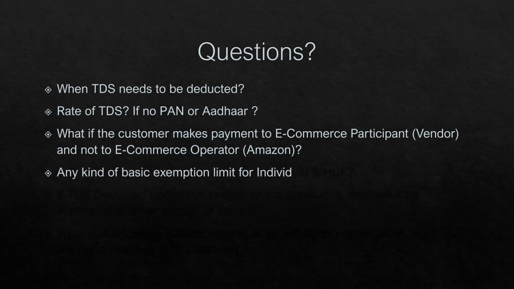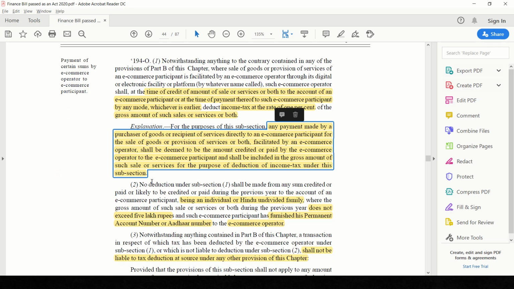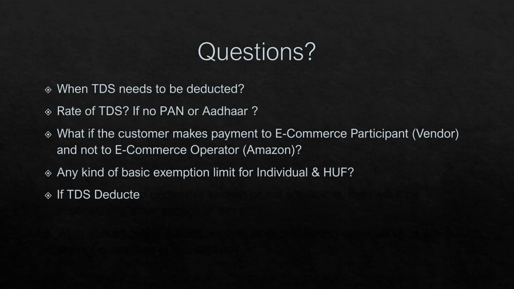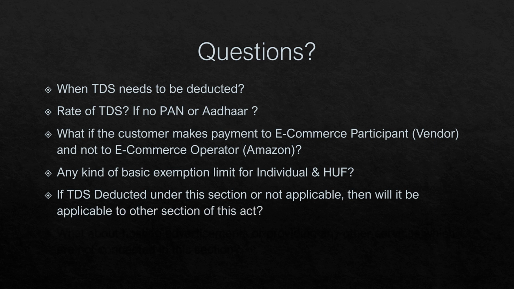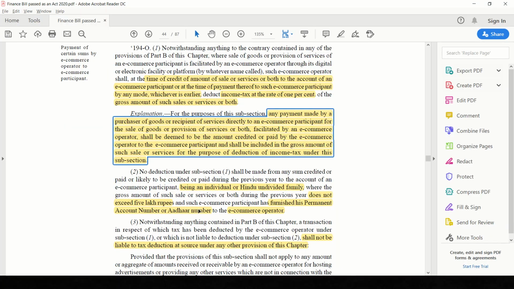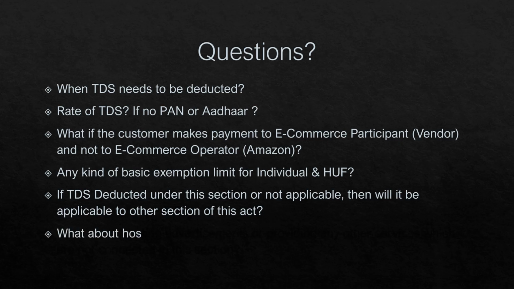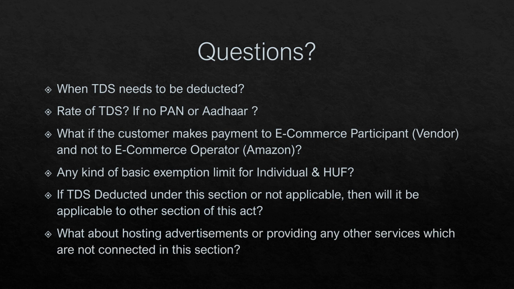Next question. Is there any kind of basic exemption limit for individual and HUF? Yes. If you're an individual or HUF and you receive a gross amount of less than 5 lakhs during the previous year, then this section will not apply to you, provided you furnish your PAN number or Aadhaar number to the e-commerce operator. Next question. If TDS is deducted under this section or is not applicable, will it be applicable under other sections of this act? Here they clearly say that if TDS has been deducted under this section, or it's not required to be deducted under this section, then under no other section will TDS be deducted.